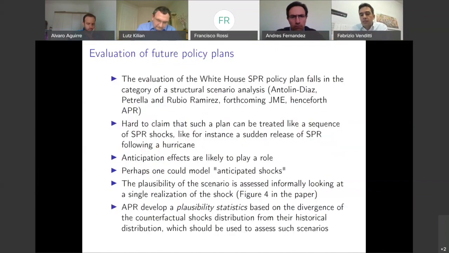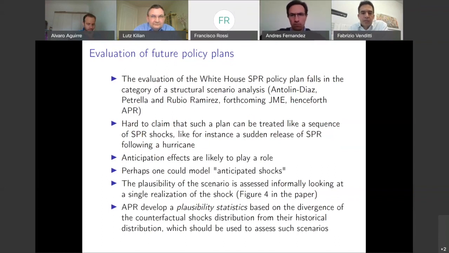And this is my last point, which I think is related to the former. The evaluation of the White House policy plan falls into the category of structural scenario analysis. There is a very recent paper by Antonio Diaz, Ivan Petrella, and Ruben Ramirez. Ivan will present more here in this conference, although a different paper. This is forthcoming in the IJCB.